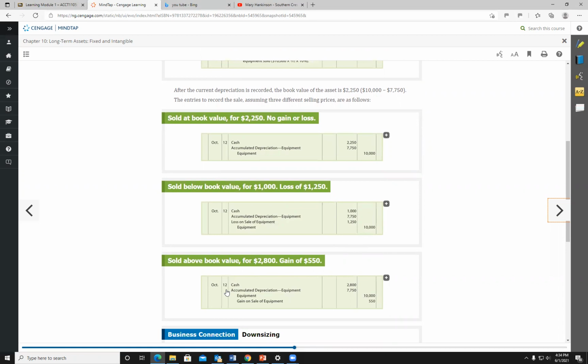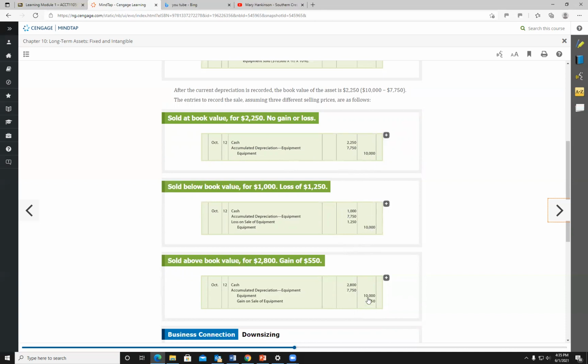Okay, this is how the entry would look. Again, you're going to record the cash for the sale. So if you notice, the cash is what you sell it at, no matter what. If it's no gain, no loss, loss or gain, your cash is what you sold it for. You're still going to zero out your accumulative depreciation account. So those do not change. You're still going to zero out your equipment account. So those do not change.